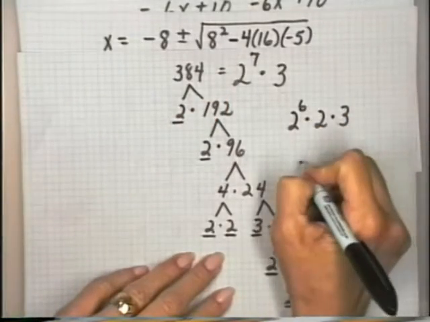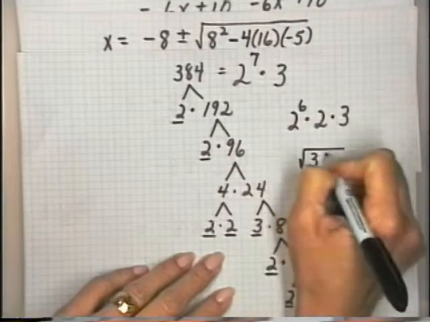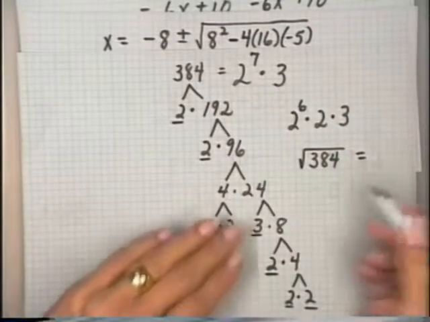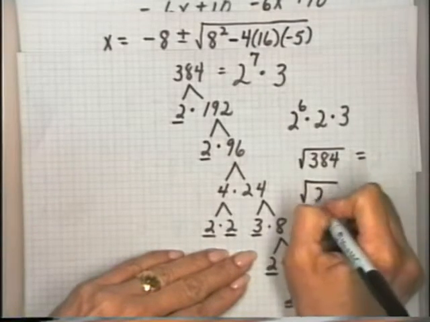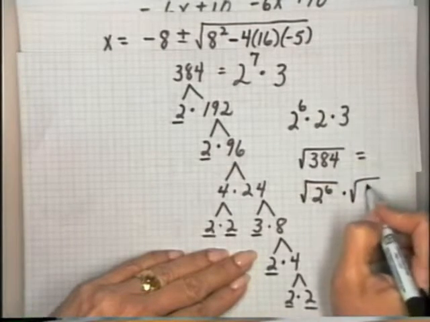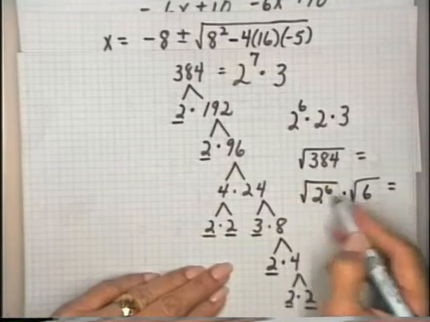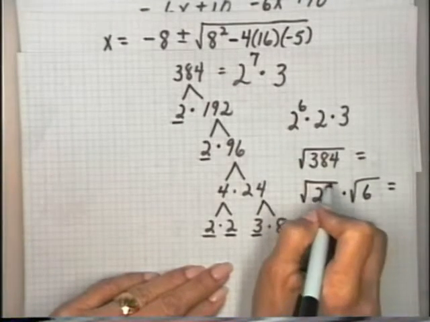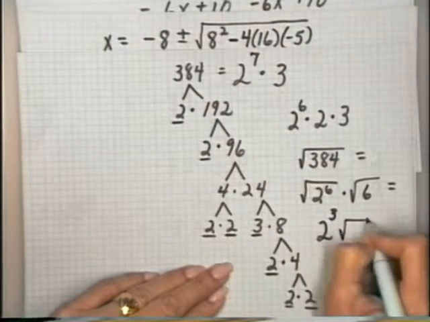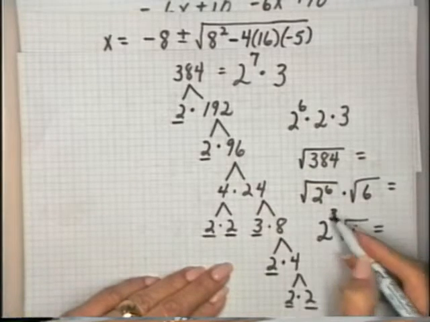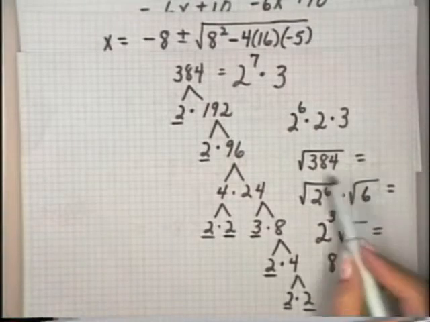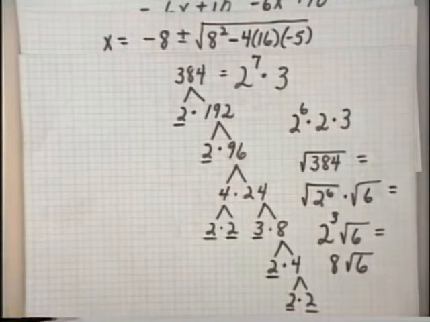So if we want to simplify the square root of 384, what is 2 to the 6th? We could write this as the square root of 2 to the 6th times the square root of the 2 times 3, which is 6. The square root of 2 to the 6th is 2 to the, remember, take this power 6 and divide it by the order 2. 6 divided by 2 would be 3, times the square root of 6, and 2 cubed is 8. So 8 times the square root of 6 represents the simplification of the square root of 384.